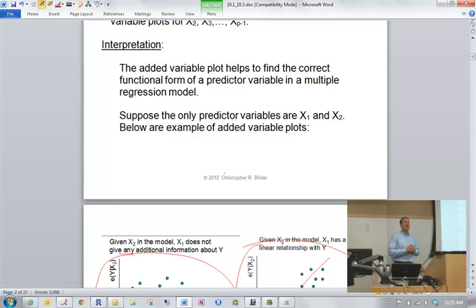There is no end to the variables. Nothing's going to be perfect, unfortunately. But I think this is still a step in the right direction to try to figure out what the correct form of a predictor variable is.